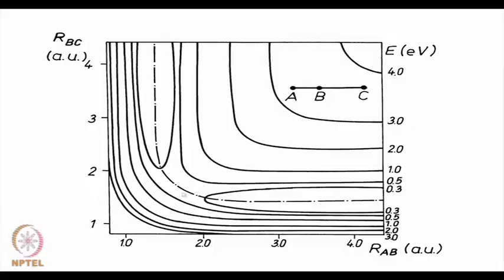So, this way you can generate the potential energy surface for various reactions. The example which we have used over here is the simplest example, a hydrogen exchange reaction.